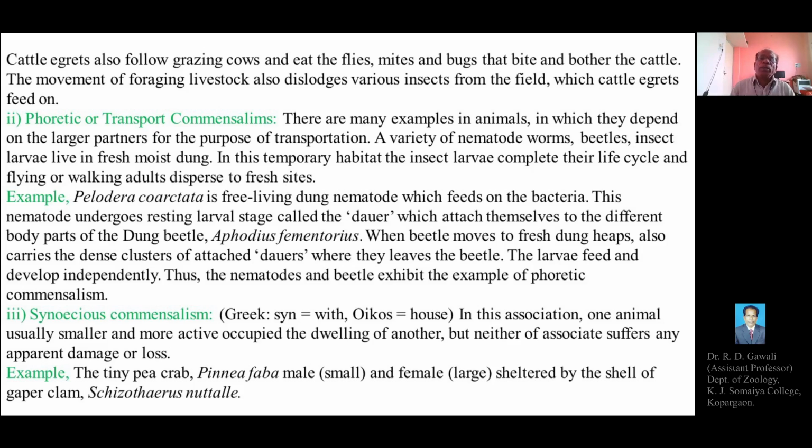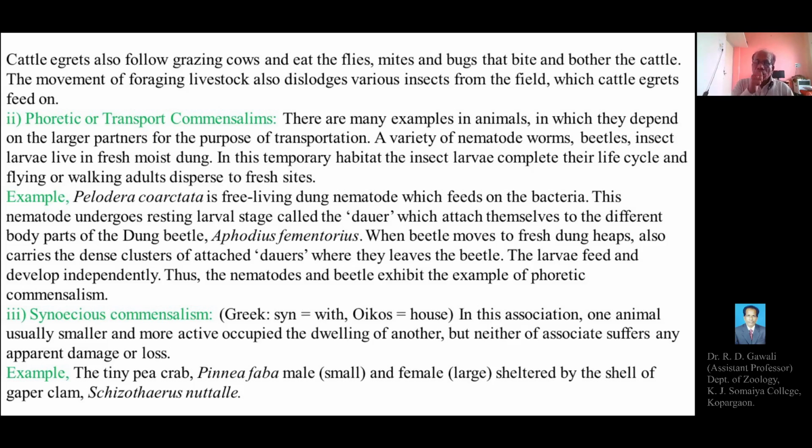A variety of nematode worms, beetles and insect larvae live in the fresh moist dung. This is the excrement or excreta of the cattle or many animals. So a variety of nematode worms, different types of nematode worms, then beetles and the insect larvae, live in the fresh moist dung of the animals.